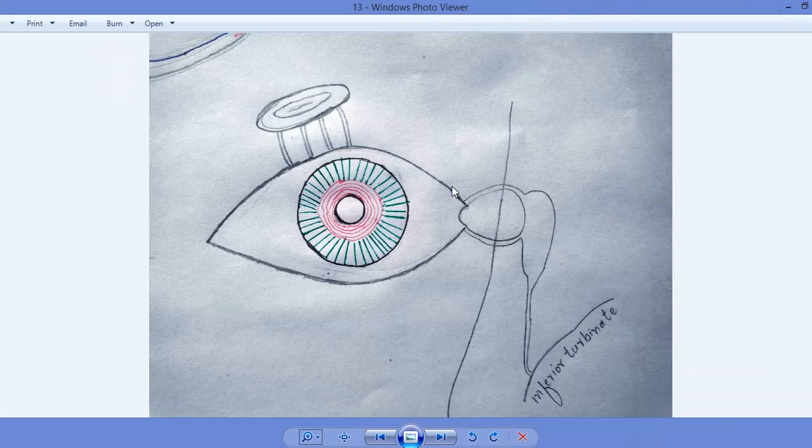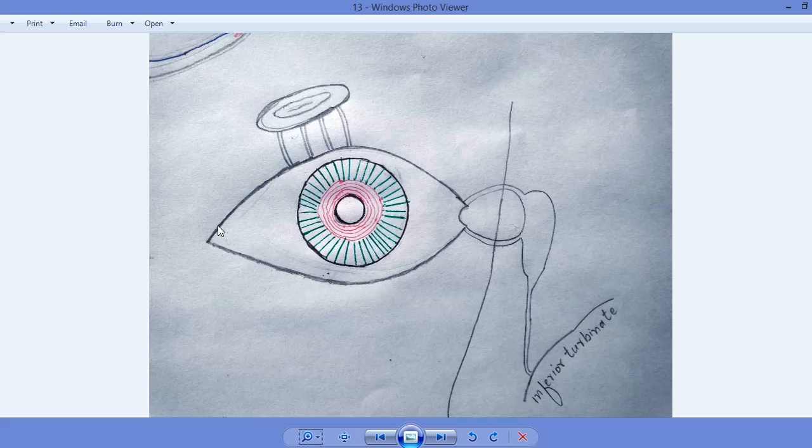This is the first slide. In this slide we can see that this whole pathway represents the pathway of lacrimal gland or lacrimal secretion. To know about the lacrimal gland and lacrimal secretion, we are going to learn a few terminologies.